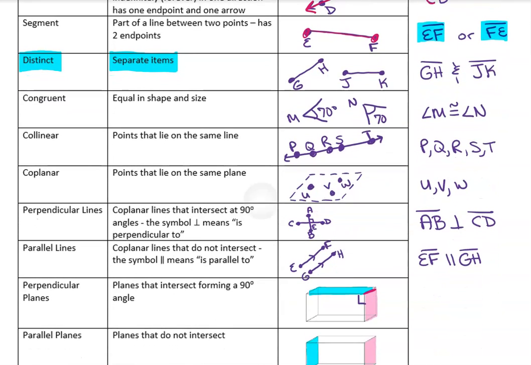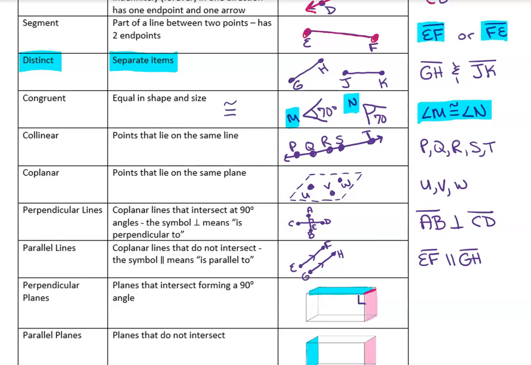Congruent, things that are equal in shape and in size. So angle M here is 70 degrees, and angle N here is also 70 degrees. So angle M is congruent to angle N. The congruent sign looks like this.